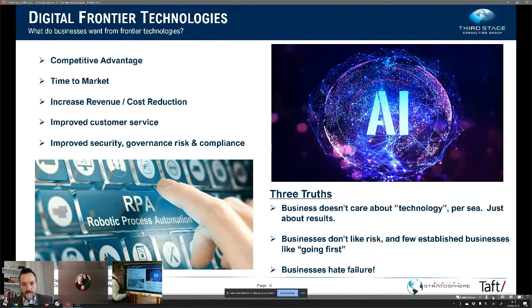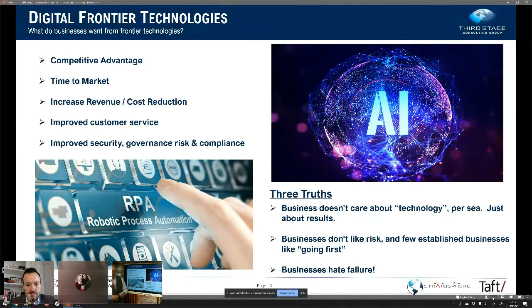But we're talking about the same things that we always talk about in business. We're talking about competitive advantage. We're talking about time to market. We're talking about improving revenue or reducing cost. We're talking about improving customer services, and we're talking about security and GRC, governance, risk, and compliance. And it doesn't matter whether you are a company that was in the 1970s, or a company that exists today. Most businesses don't care about the technology per se. They just care about the results from using the technology.